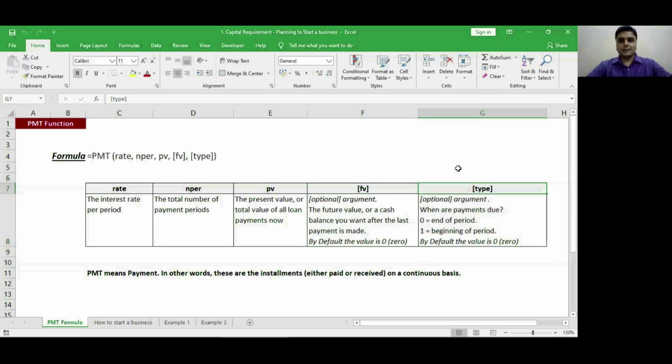The last argument is type. This is again an optional argument. In this, we are supposed to input 0 or 1.